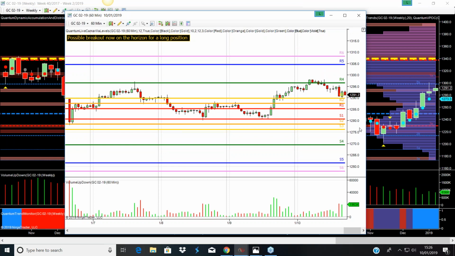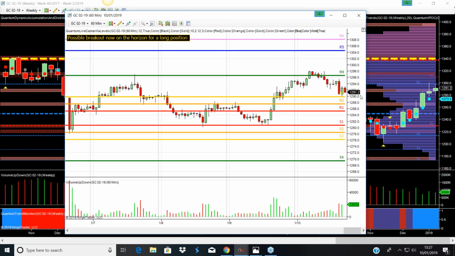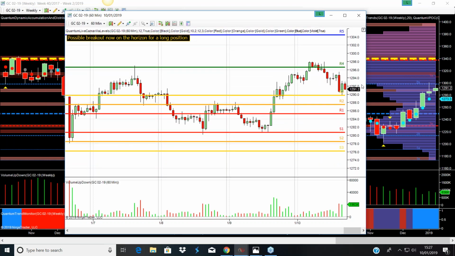Most, when Camarilla is used, it tends to be used just with 4 resistance and 4 support, but for various reasons we looked into it, we decided that no, 4 wasn't quite enough, so we'd go for 6. And the nice thing with this particular chart, the 60-minute, is these levels on this chart will stay on this chart until the end of this week.